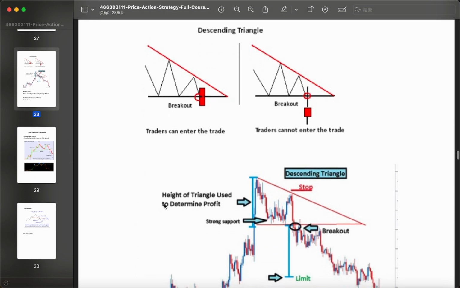So for the descending triangle, there are different scenarios. So here we see a breakout. That means if you see the candle was still in the midway of the candle, the traders can enter the trade without hesitation. But if we're seeing the descending triangle having more straight line than the red area, we're seeing this very slim straight line sticking out of the breakout. That means the trader cannot enter the trade because there is no volume right here.